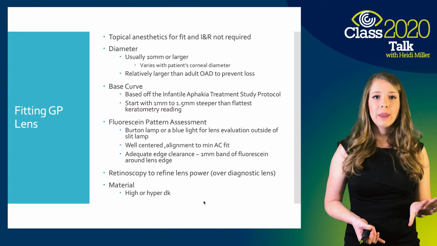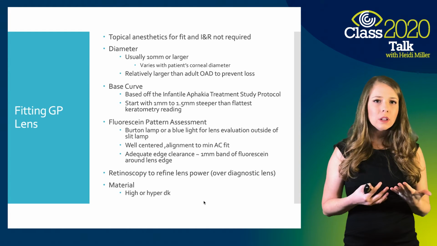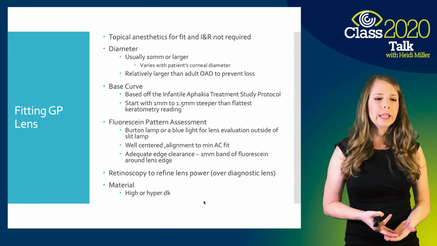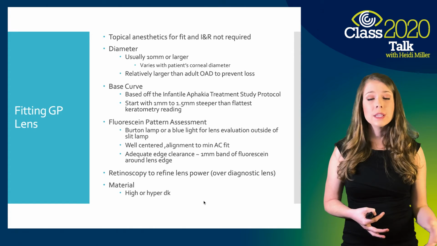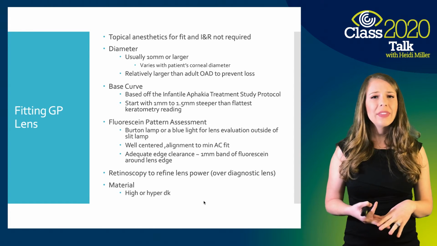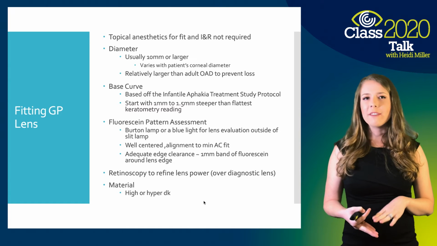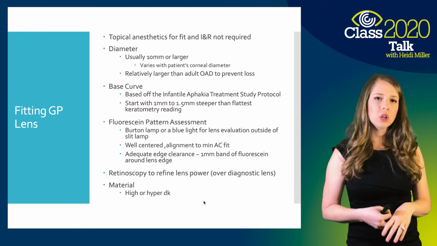You want to make sure that the lens is well centered and that you've got close to apical alignment, maybe minimal apical clearance, but definitely not a significant amount of pulling where you're getting bubbles or something that could lead to dimple veiling down the road. And when you're looking at that edge, you want to make sure you have about a millimeter band 360 on that edge profile. That would be a good fitting lens.